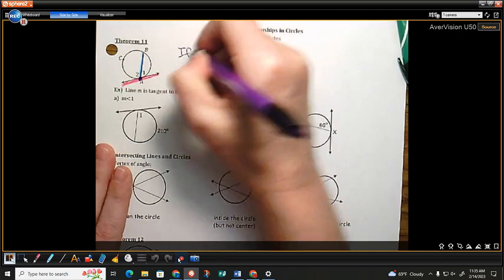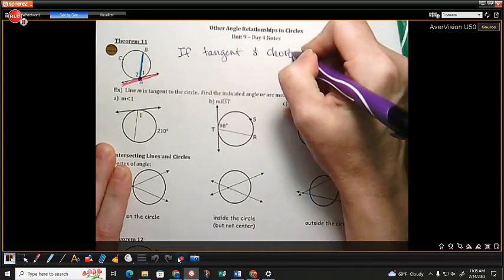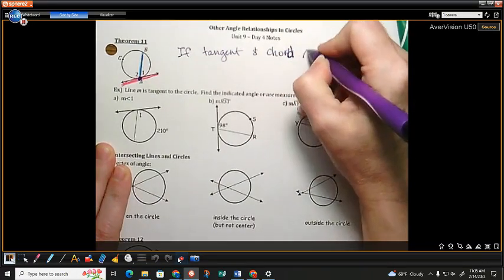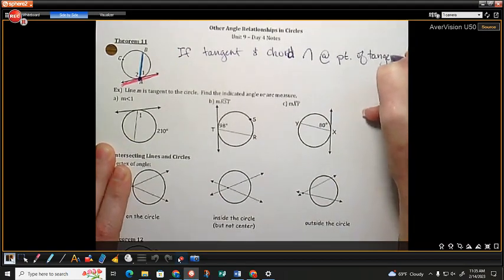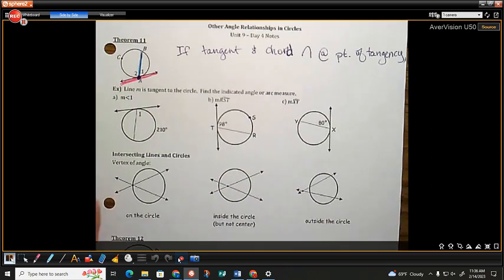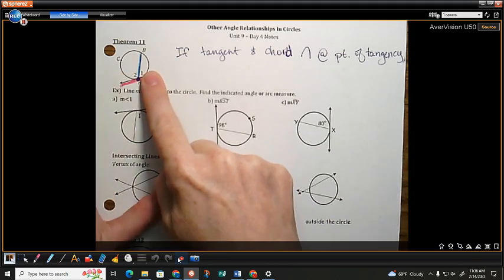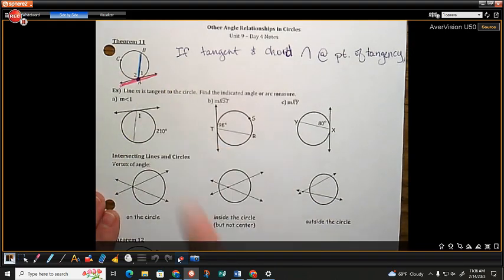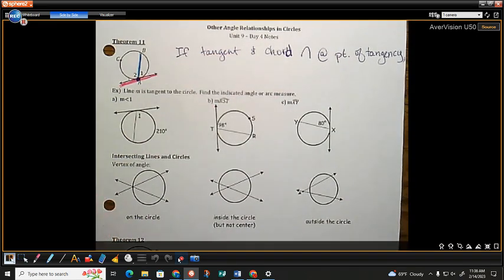So if a tangent and a chord intersect at the point of tangency, they make an angle. Do you see the angle? Yes, ma'am. It actually makes two angles, doesn't it? I suppose. It makes an angle on the right and an angle on the left. And since a tangent is a line, what's going to be true about those two angles? They're a linear pair, so they're supplementary, which adds to 180.